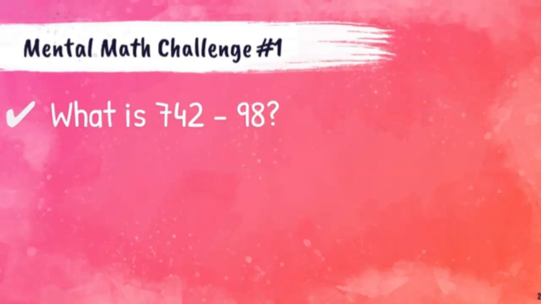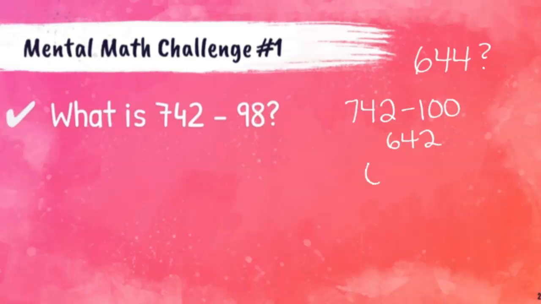Did you get an answer of 644? If you solve that really quickly, it is likely that you did something like this. I'm going to try 742 and I'm going to take away 100 because 98 is really close to 100. And that's going to leave me with 642. However, I only want to subtract 98, which is 2 less. So it should be 2 more than 642 for my final answer.